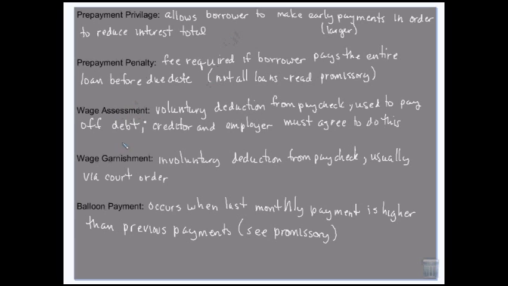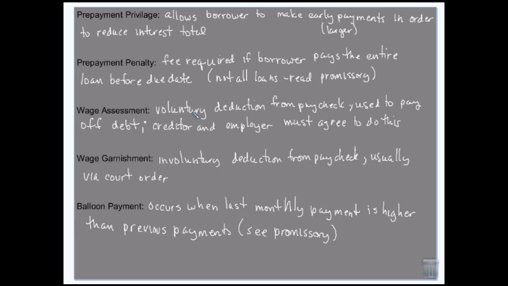Wage assessment and wage garnishment. Wage assessment is you choose to have money taken out of your check and sent to your creditor to pay off your debt. So again, let's say you have a car payment and you don't feel like dealing with it, and your boss is okay with it, and your car loan agency is okay with it. You can set it up so that they'll take money out of your paycheck every week or every month and send it to the car people and make your payments for you. That's a wage assessment. You chose it.